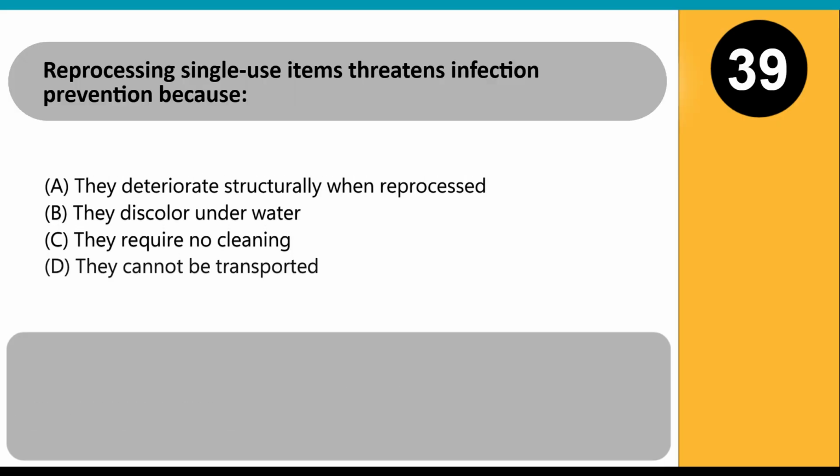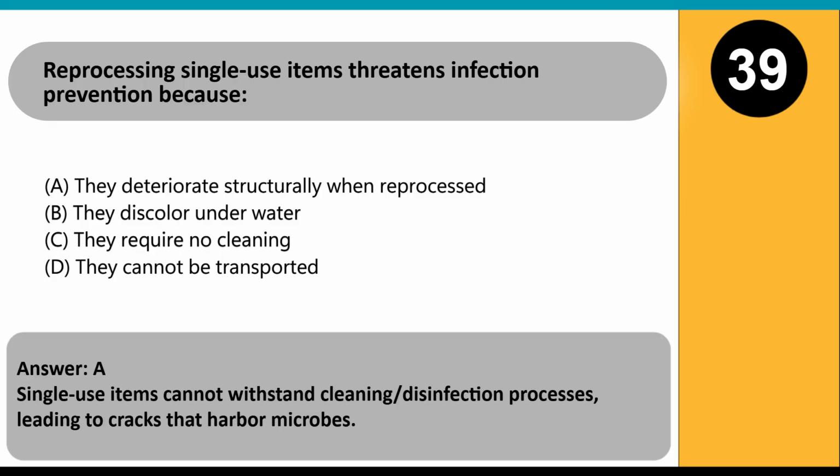Reprocessing single-use items threatens infection prevention because: A. They deteriorate structurally when reprocessed. B. They discolor underwater. C. They require no cleaning. D. They cannot be transported. Answer, A. Single-use items cannot withstand cleaning and disinfection processes, leading to cracks that harbor microbes.